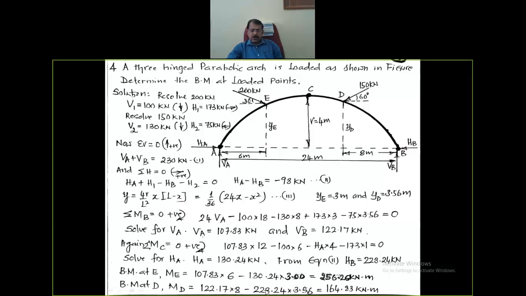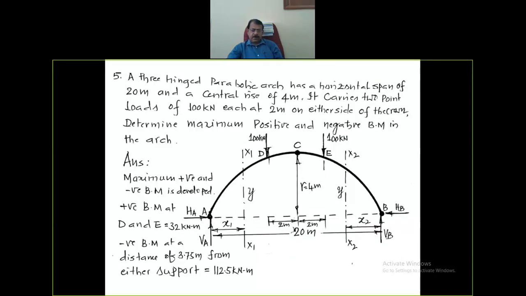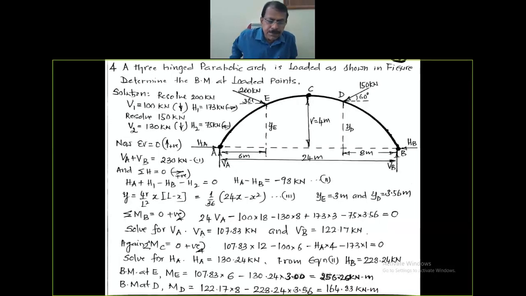8 minus 228.24 into 3.56. Simplify that, the value of the bending moment at D works out to be 164.83 kilonewton meter. After obtaining the value of bending moment at E and bending moment at D, finally draw the bending moment diagram. That's all the solution for this problem.